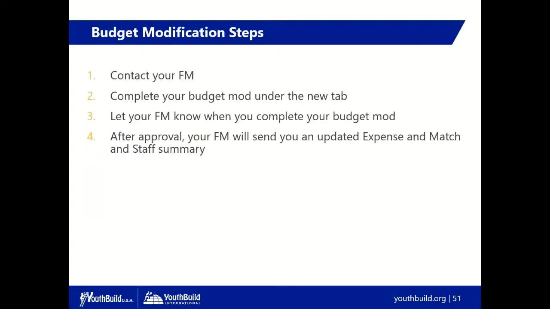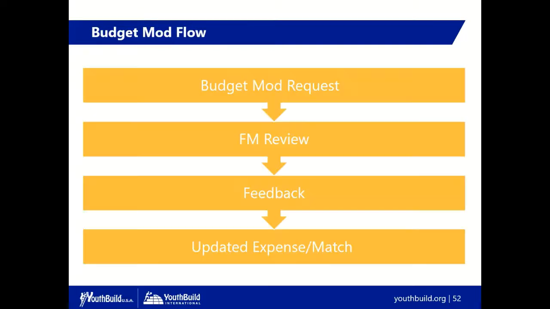So let's assume you want to add a new staff member. The first thing you should do is to contact your financial manager. You will then be instructed to complete a budget modification under a new tab within your budget. And once you're done with that, you would contact your financial manager. We will review and approve it, and in the end, we will send you an updated expense and match report along with the new staff summary. We will provide that feedback after you submit your mod. So again, it's important that you let us know as soon as you're done to prevent any delays. So it looks something like this. You will request your mod, we will review it, and then we'll update your spreadsheets.